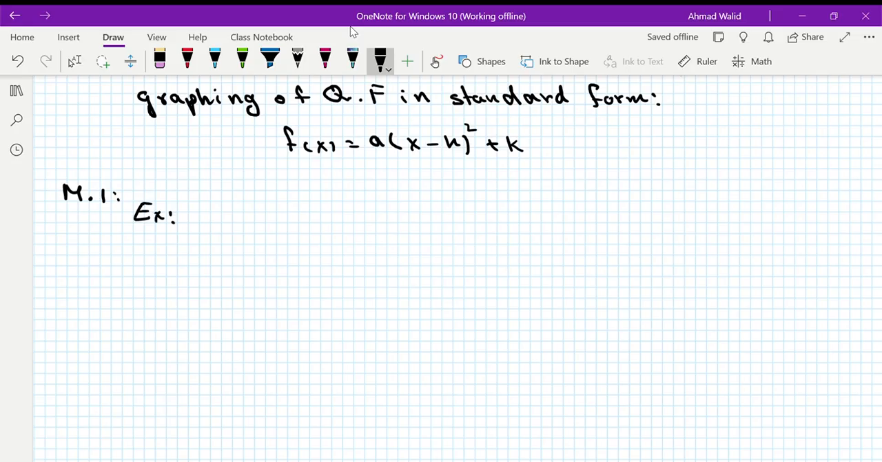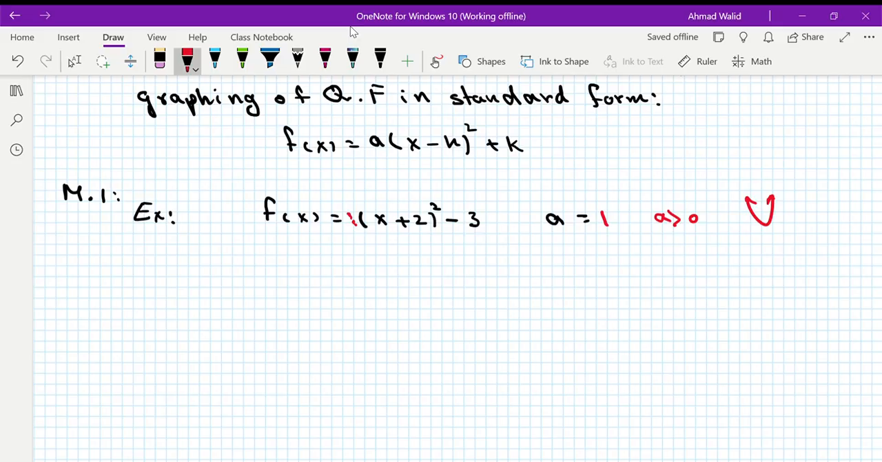For example, f of x equals, let's say, (x plus 2) squared minus 3. They're asking you to graph this function. Few things that I should know. How much is a? In this function, your a is outside, right? Your a is what? 1. A is greater than 0 because it's a positive one. I know definitely my function opens upward.